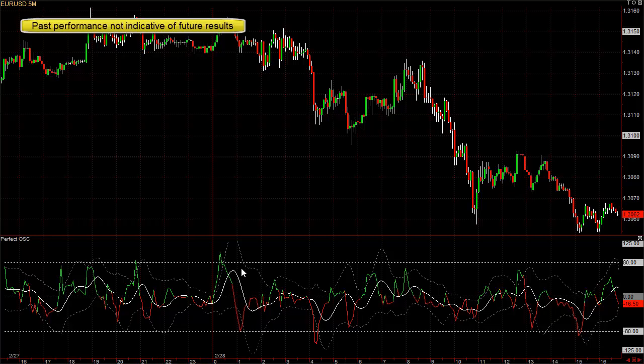And then I've plotted Bollinger Bands of this indicator. It's not a Bollinger Band of the price data, it's a Bollinger Band of my indicator, my perfect oscillator.